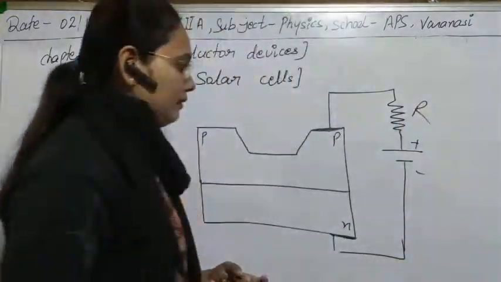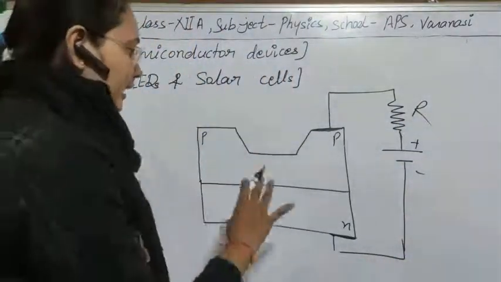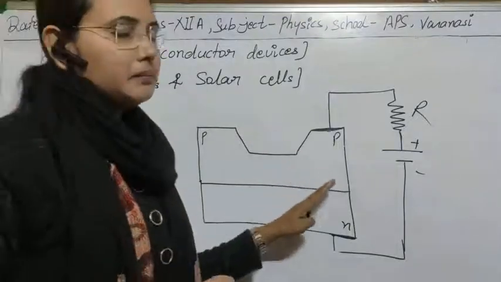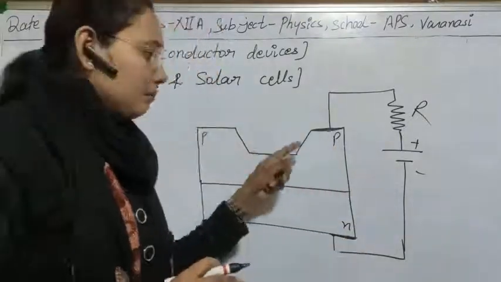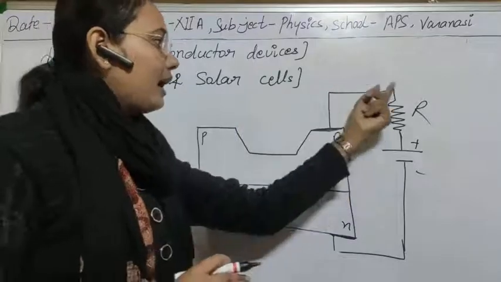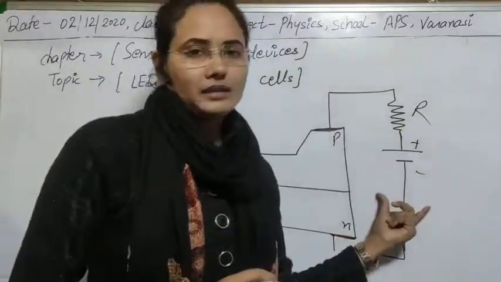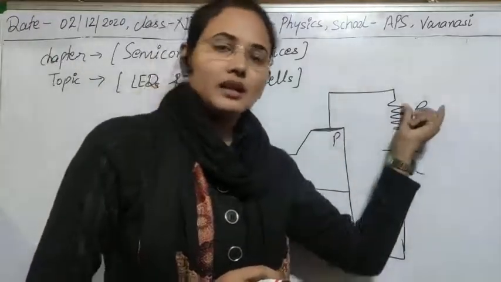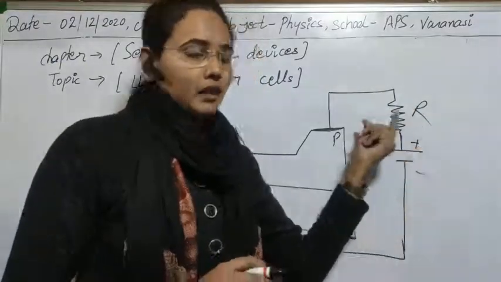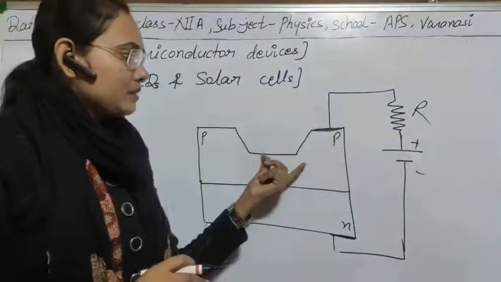So this is the circuit diagram for LEDs. A very simple circuit diagram it is. We have only a PN junction diode, and we have to connect it in reverse bias condition by using a resistor in series with it. Clear? So what is the principle behind it?